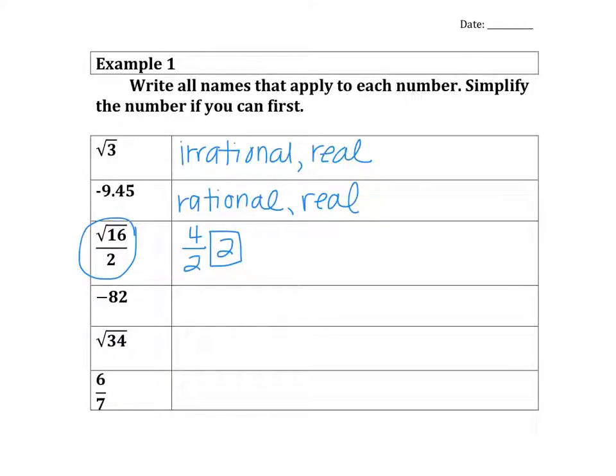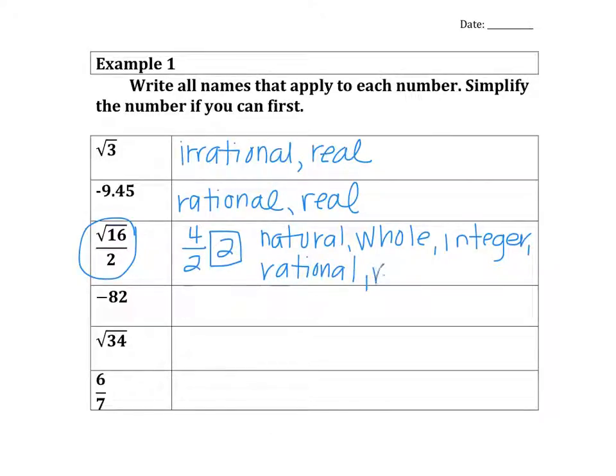And what families does 2 belong in? Well, the counting family, which is the natural family, includes whole numbers like this. So it's natural. You could also say counting. Does it belong to the whole family? Yep, whole, which makes it an integer because it includes all the things below it. Rational. And then real.